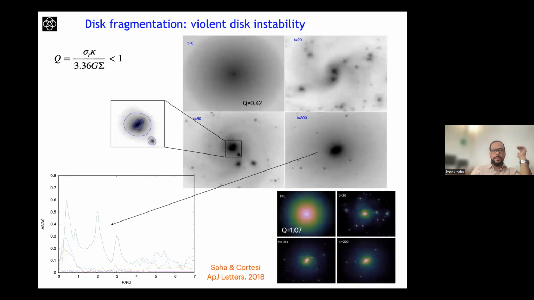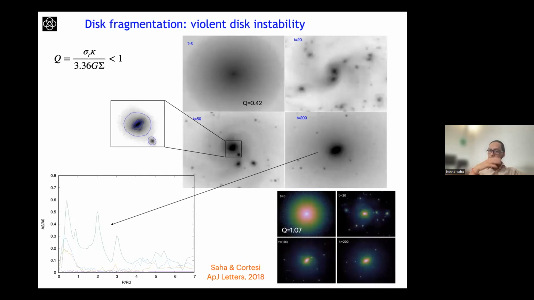More recently, I made a suite of about 10 plus simulations, in which I intentionally make the disk with Toomre Q less than one. We know from simple analytic understanding that a disk with Toomre Q less than one will go through violent disk instability, and the disk fragments into stellar clumps, and these stellar clumps later on inspiral.